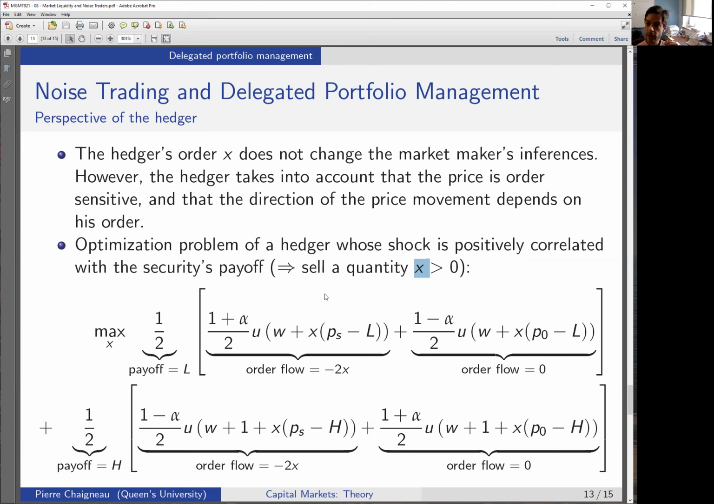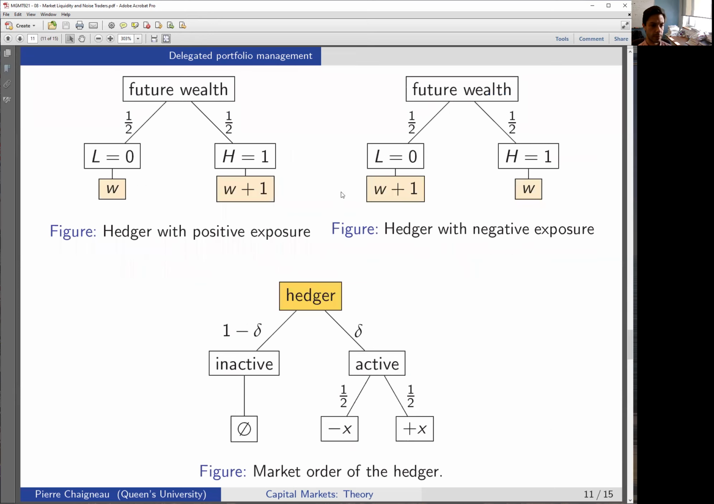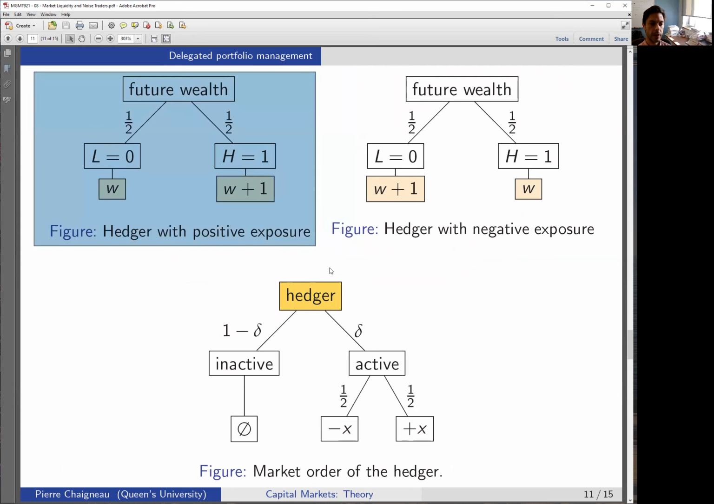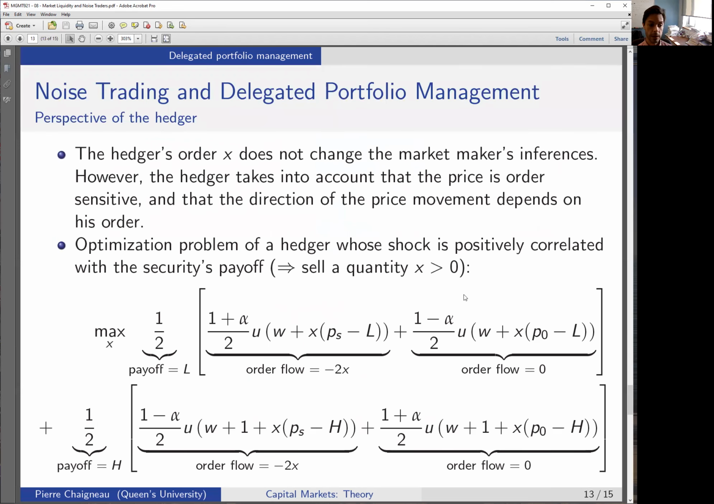So we need to do it step by step by considering all the possible states of the world. Here I'm going to consider the problem of a hedger whose shock is positively correlated, and we know these are perfect correlations, with the security payoff. So I'm considering this type of hedger with positive exposure. We're going to consider the expected utility of the hedger, and that involves considering all 4 possible states of the world and writing down the utility of wealth based on the hedger's trade in each of these states. Then we want to maximize this expected utility by choosing the value of X. Okay, so let's go slowly, step by step.